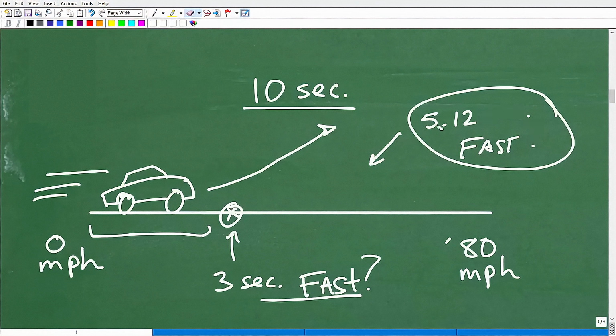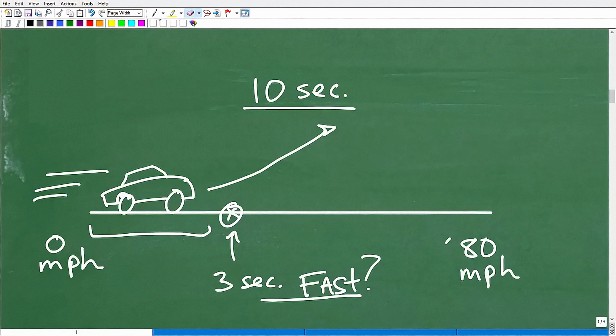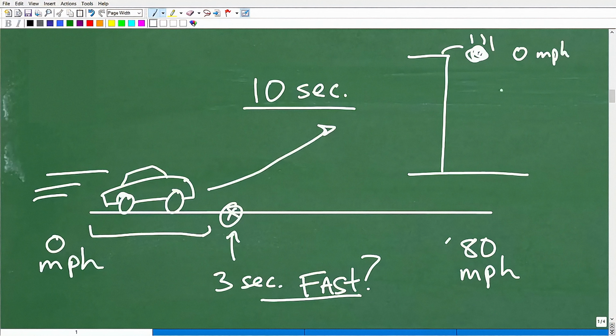Let me give you another example to make this a little bit better. Let's say I'm doing an experiment. Say this is the side of a building, and I drop a baseball, and I'm doing it safely, there's no one down here. When I let go of the baseball, it's at 0 miles per hour. Now what's happening with the baseball? Well, it's picking up speed, going faster, faster, faster until it hits the ground.